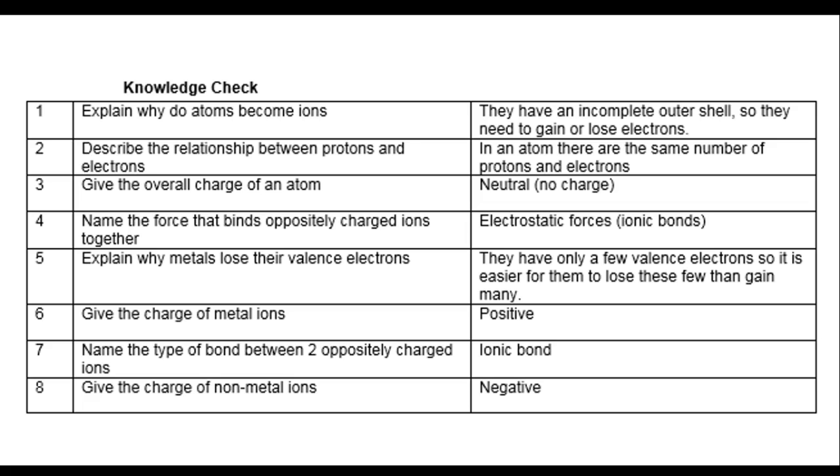The type of bond between two oppositely charged ions, it's already been mentioned, they are ionic bonds. And the charge of non-metal ions is negative because they gain electrons. This means that they get more of that negative charge, so overall they are negative.